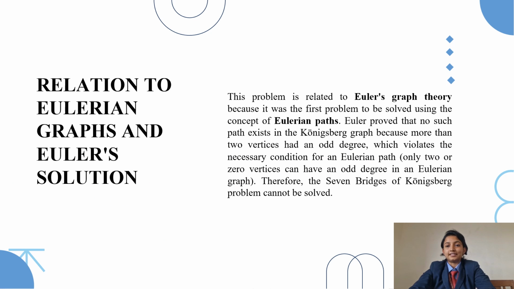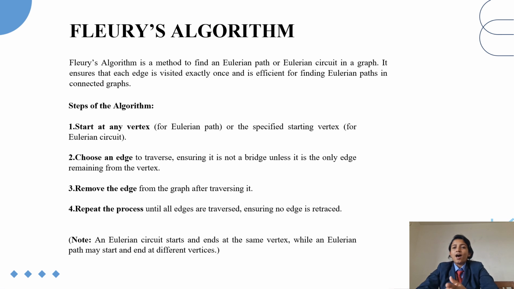The graph representing Königsberg had more than 2 vertices with an odd degree. And as we just learned, an Euler path can only exist if at most 2 vertices have an odd degree. This meant that the problem had no solution, an insight that revolutionized mathematics and led to the development of graph theory. So, how do we actually find an Euler path or Euler circuit if one exists?